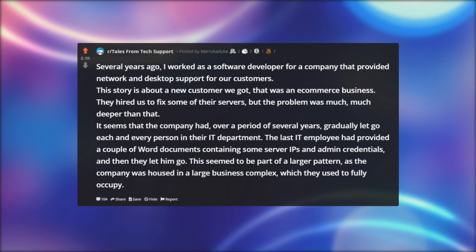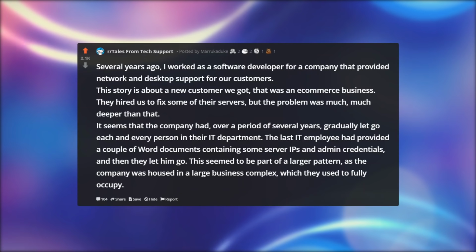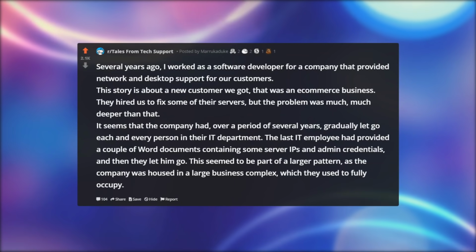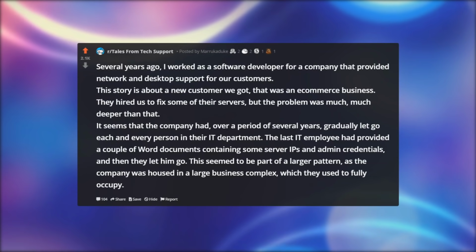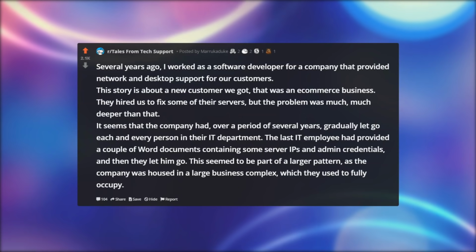It seems that the company had, over a period of several years, gradually let go each and every person in their IT department. The last IT employee had provided a couple of Word documents containing some server IPs and admin credentials, and then they let him go. This seemed to be part of a larger pattern, as the company was housed in a large business complex, which they used to fully occupy.